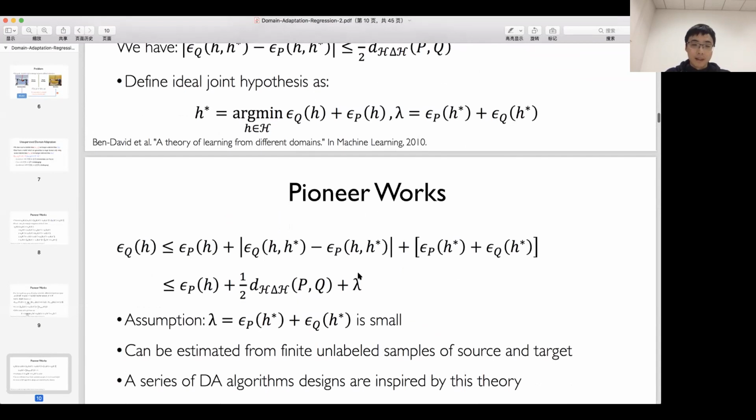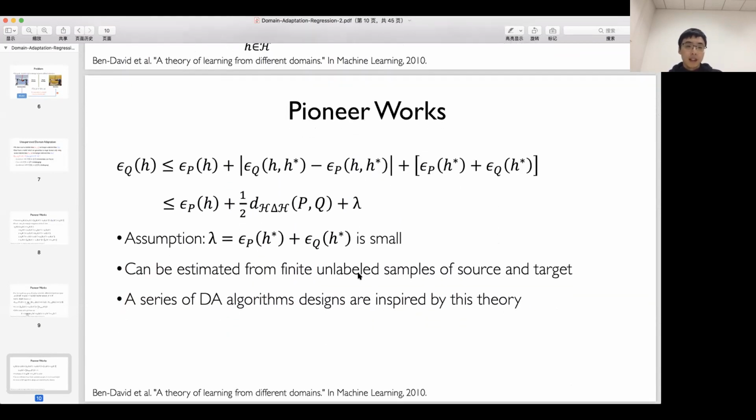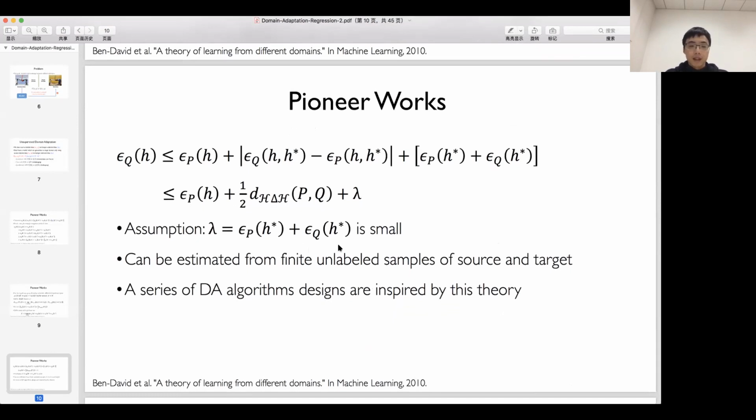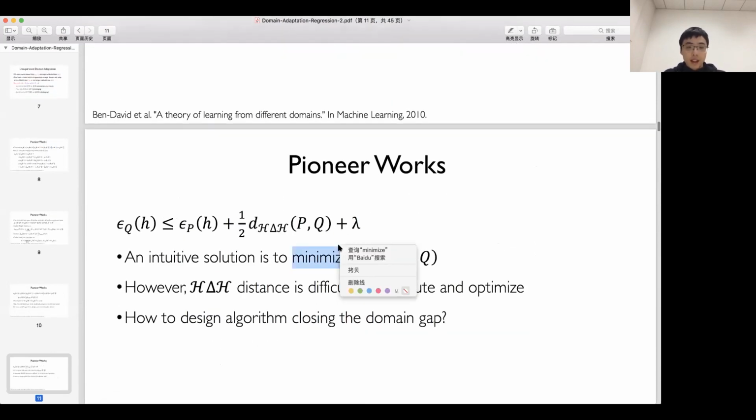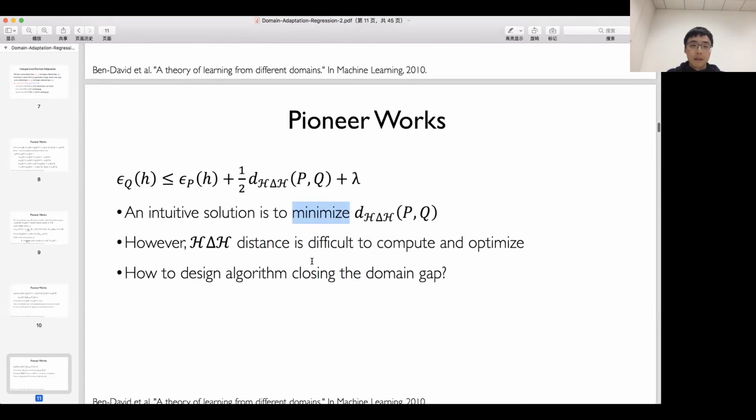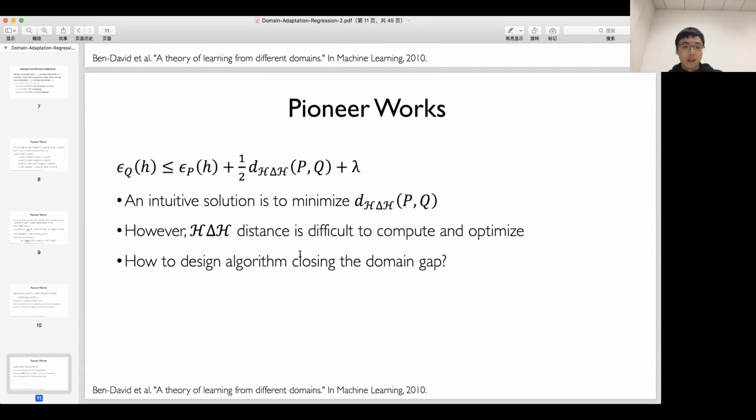And the ideal joint hypothesis. In this work, it has an assumption: the ideal joint hypothesis error is very small and constant. So it means that we can minimize the H delta H divergence to close the domain gap. However, H delta H distance is very difficult to compute and optimize. So how do we design an algorithm to close the domain gap?